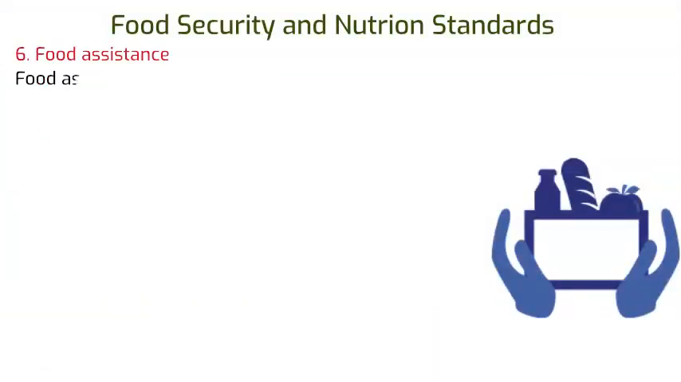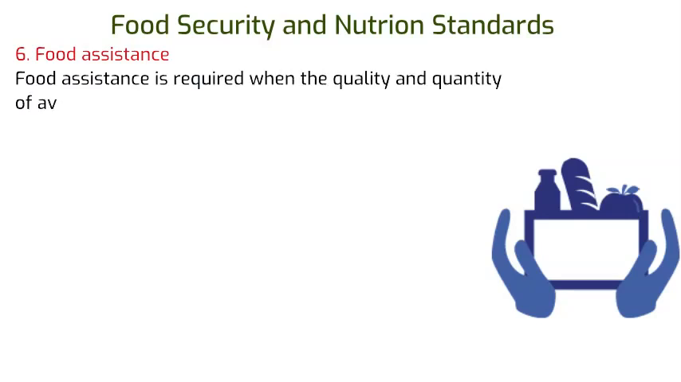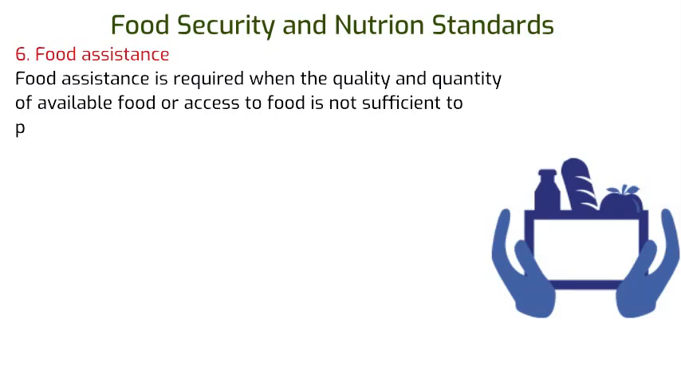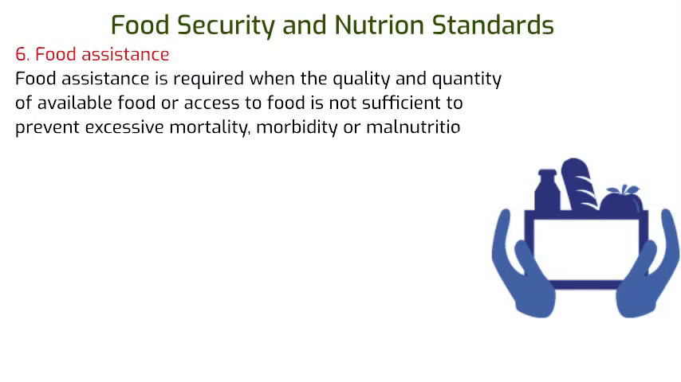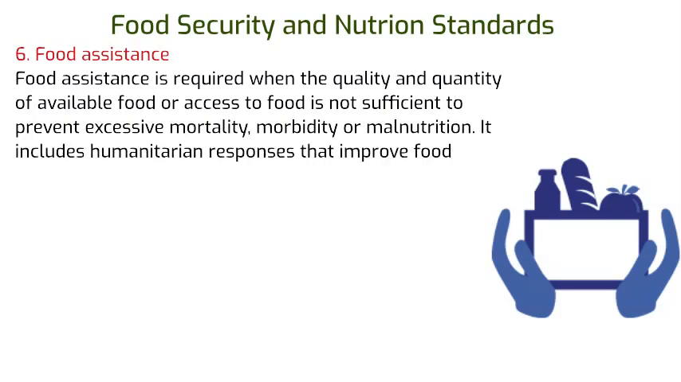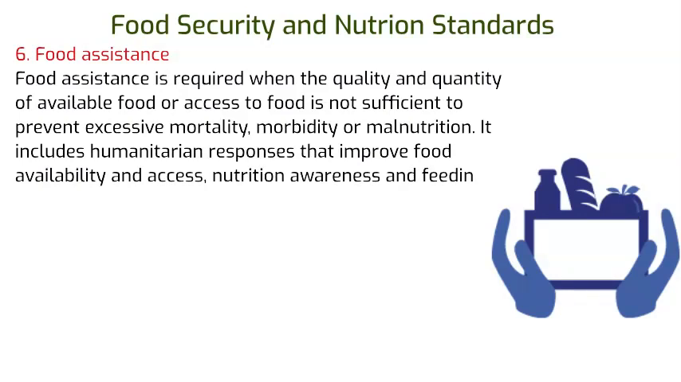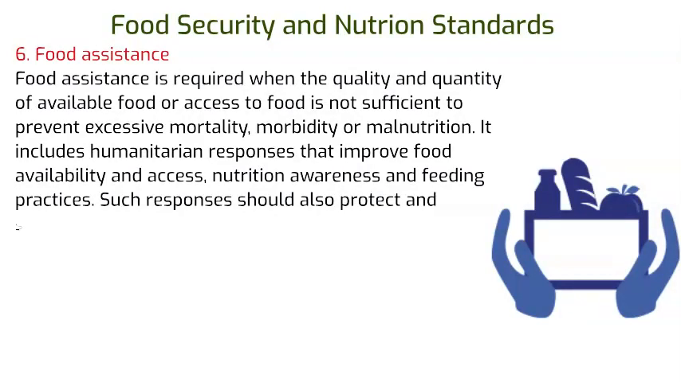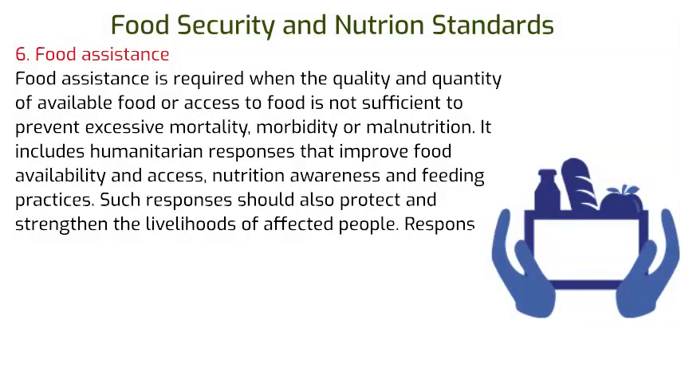Six. Food assistance. Food assistance is required when the quality and quantity of available food or access to food is not sufficient to prevent excessive mortality, morbidity, or malnutrition. It includes humanitarian responses that improve food availability and access, nutrition awareness, and feeding practices. Such responses should also protect and strengthen the livelihoods of affected people.